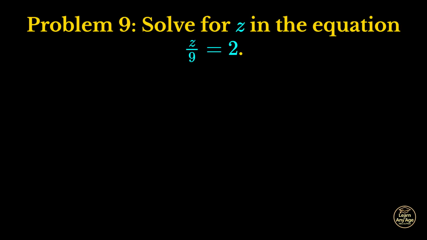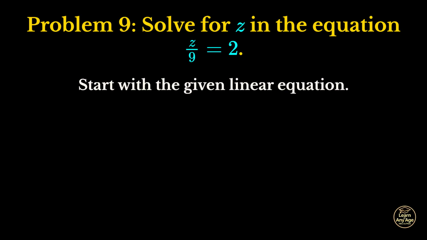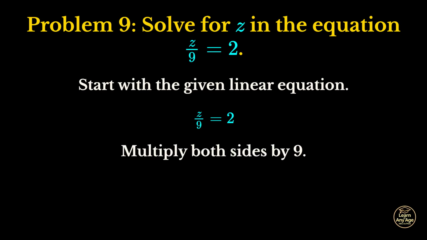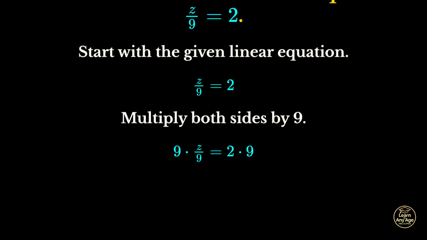Problem 9. Solve for z in the equation z over 9 equals 2. Start with the given linear equation. Z over 9 equals 2. Multiply both sides by 9. 9 times z over 9 equals 2 times 9.